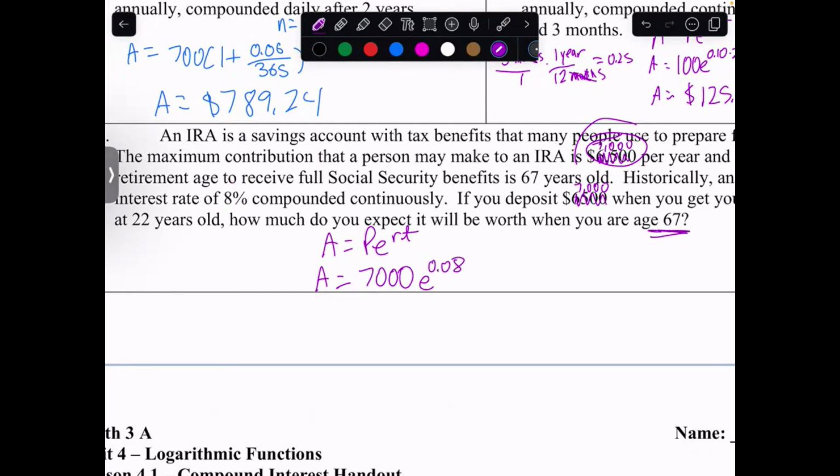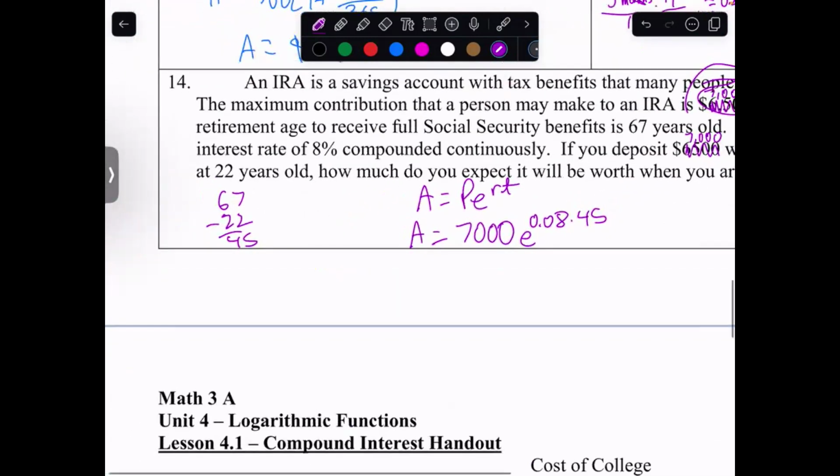But t is not 67. Exactly, because you didn't deposit when you were born. You deposited when you got your first full-time job at 22. So 67 minus 22 means the interest has been building for 45 years. I want you guys to practice using your calculator. Go ahead and type this in and see what it turns into. When I first did this, I had to triple check because I thought, well, that's way too big. Go and type it in and see what number this turns into.